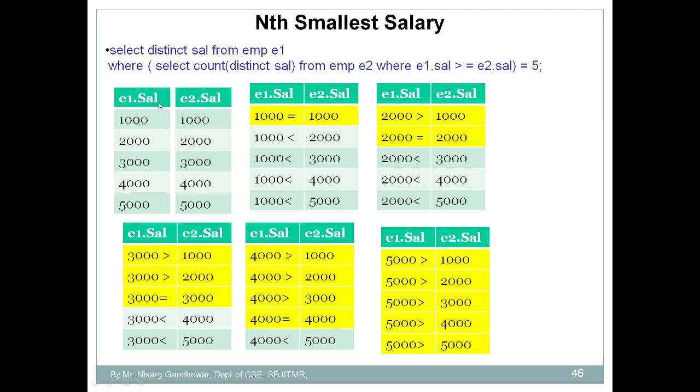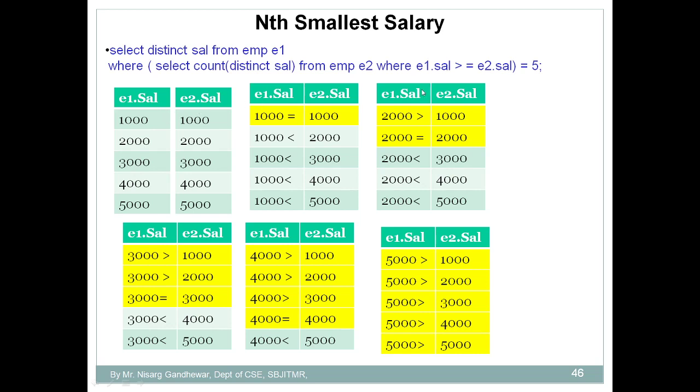While finding the smallest salary, I have arranged all these values in ascending order. While finding the largest salary, we arrange our data in descending order, but while finding the smallest salary, we arrange our data in ascending order. So here you can see 1000, 2000, 3000, 4000, 5000. This is the E1 table and this is my E2 table.